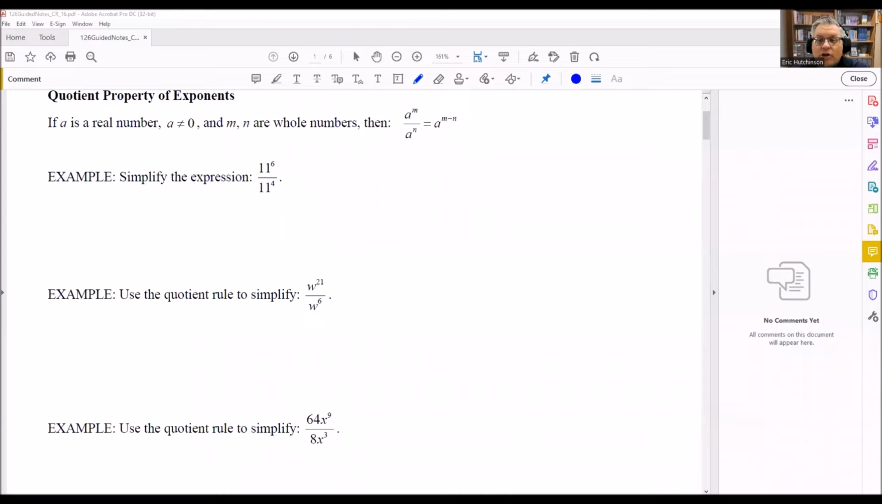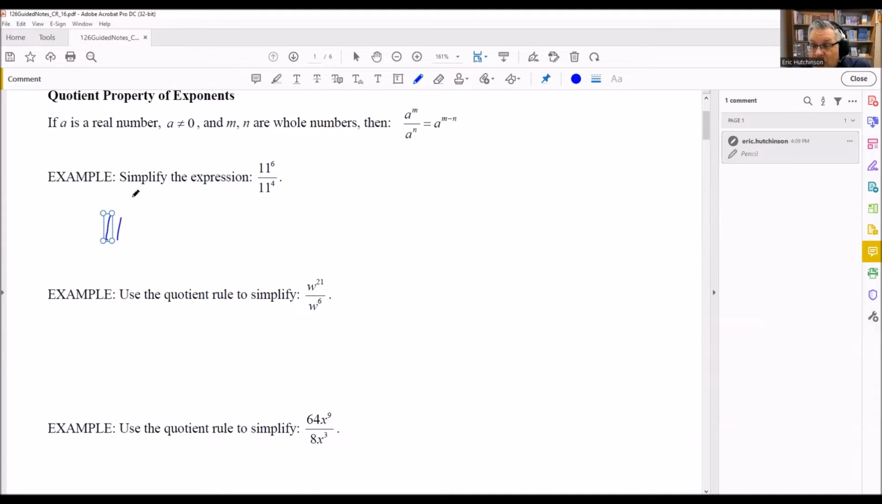For these next problems, we're going to use the quotient property of exponents, which is this property here. If you're dividing two things that have the same base, and as long as the base, the a, is not equal to 0, then you're going to subtract the exponents. For instance, with this first example here, the base would be 11.